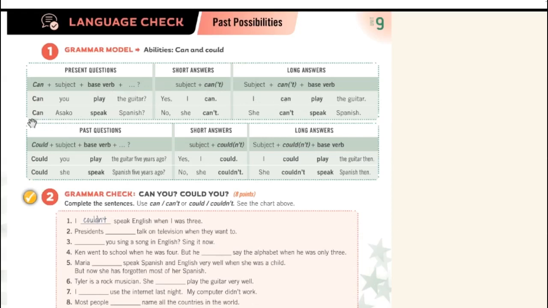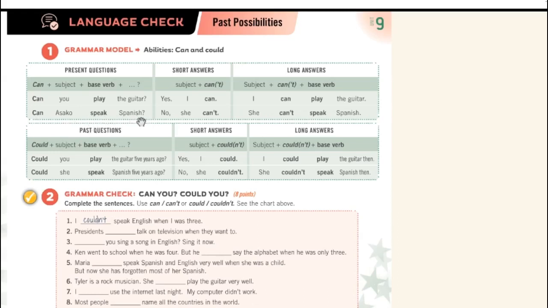Okay. Can Asako speak Spanish? Okay, 이거 현재형인데 근데 can이니까 우리는 여기 s 안 붙여도 돼요. Okay, can 또는 could s 안 붙여도 돼요 현재형에서. 그래서 can Asako speak Spanish?